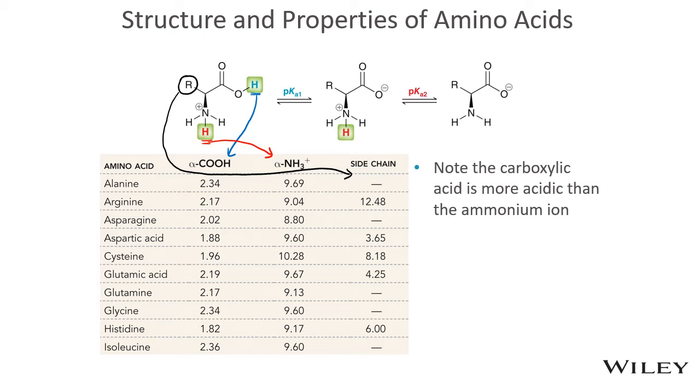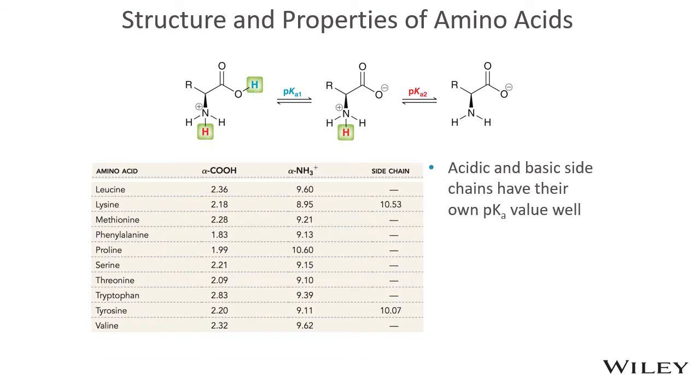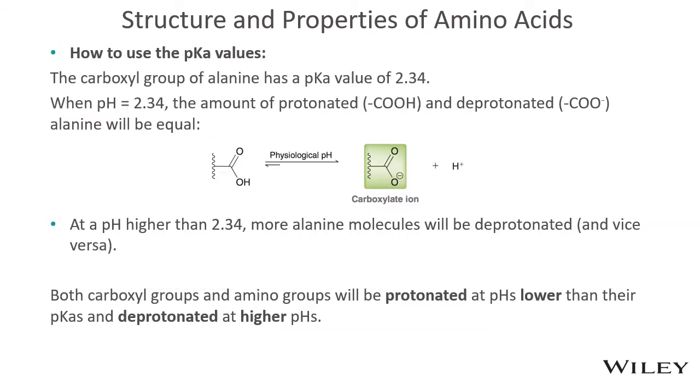Now for all of our amino acids, the carboxylic acid is more acidic than the ammonium ion. So as you increase the pH of a solution containing an amino acid, the carboxylic acid will always be deprotonated first. And this slide is simply showing the rest of the table with the pKa values of the rest of the amino acids. So the way that we're going to use pKa values when evaluating amino acids is to think about the definition of what a pKa is.